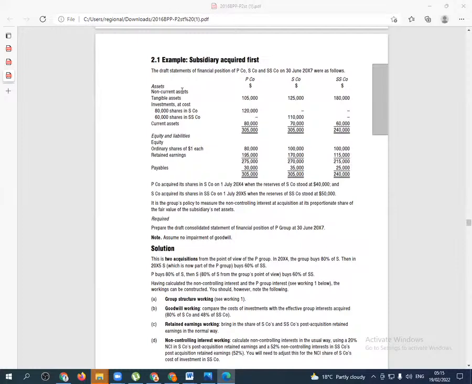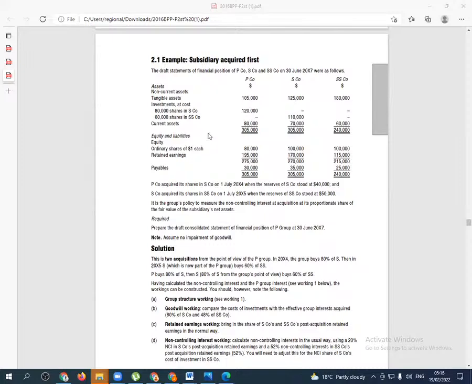So we can see here investments at cost. P bought 80,000 shares in S for 120,000. You're able to see this figure of 120,000. And then we have S company here, which paid 110,000 for 60,000 shares in SS company. And then we have the current assets, equity and liabilities, the equity there, ordinary share capital, retained earnings, and payables.